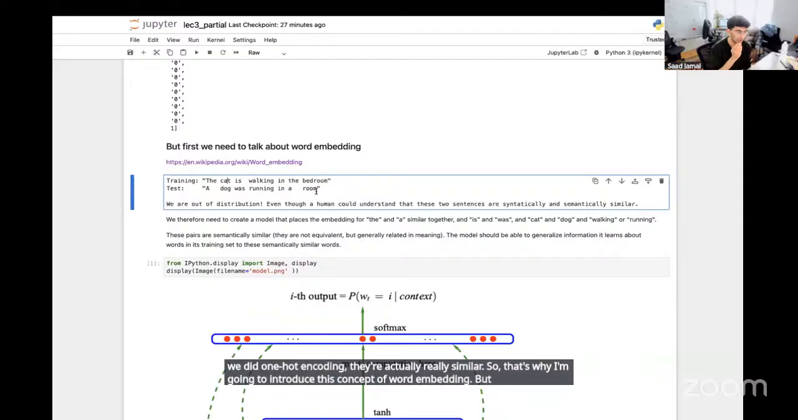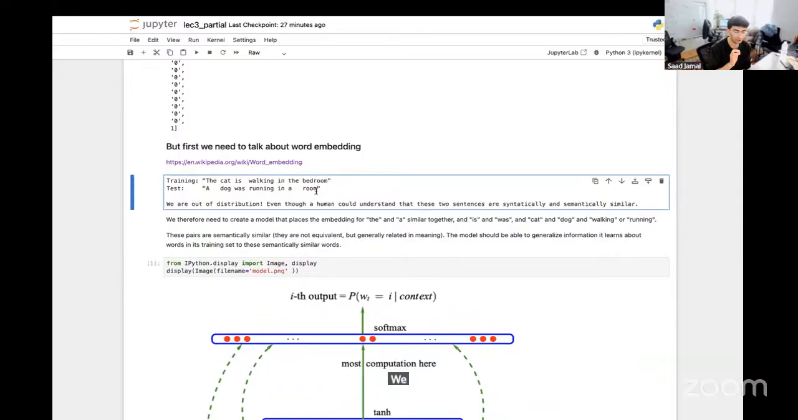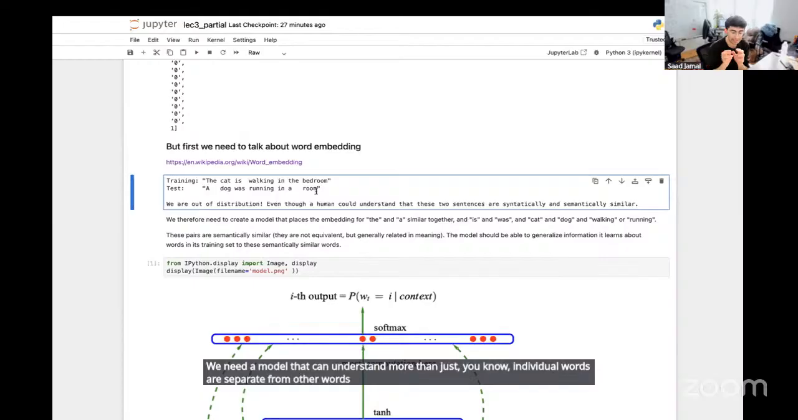But before I do, Faizan, is that kind of clear so far, that we need a model that can understand more than just individual words being separate from other words? It needs to be able to relate the meanings of words together. Does that make sense? That makes sense.